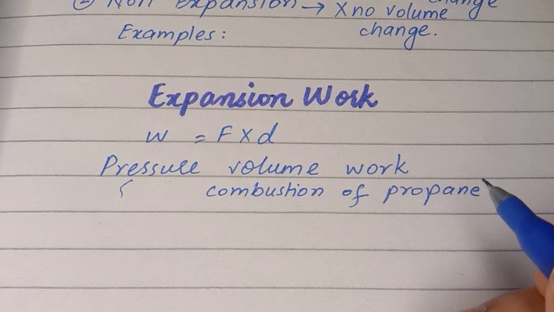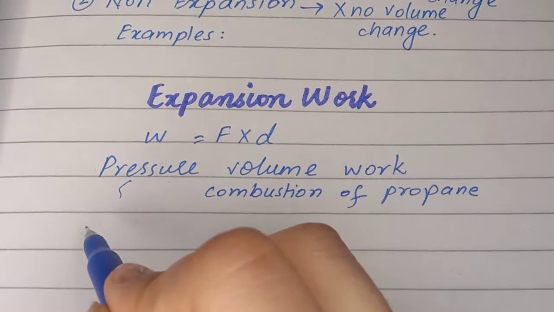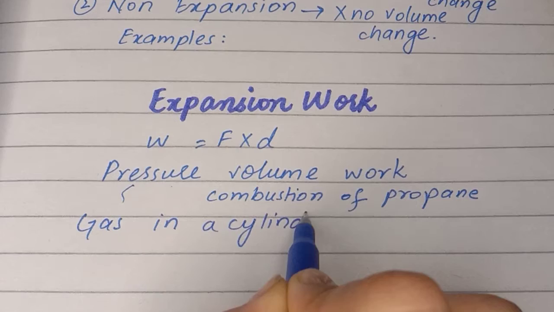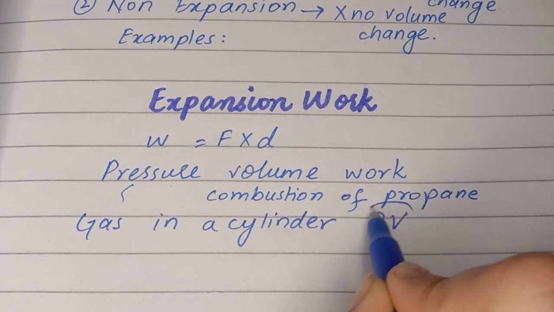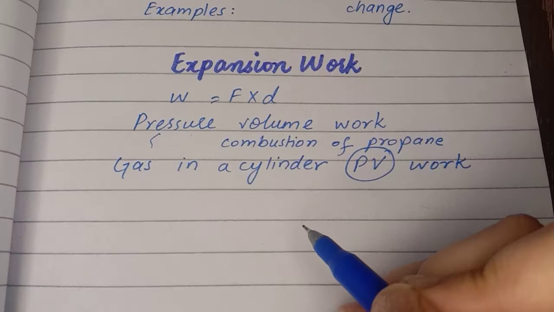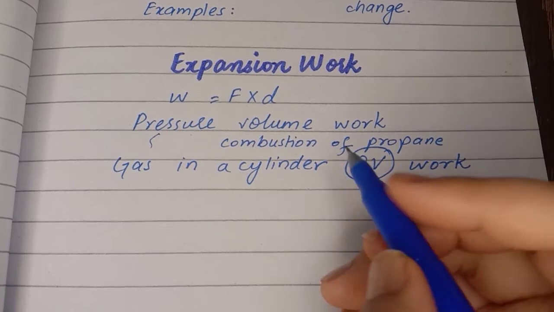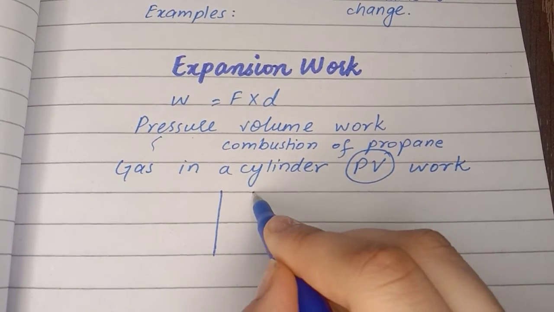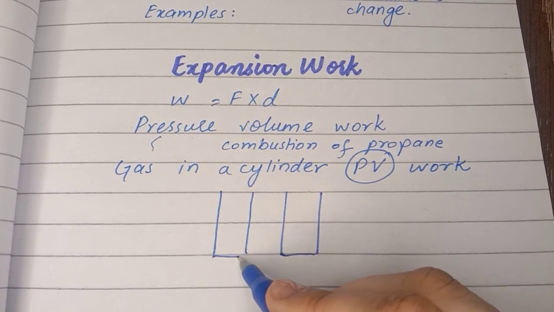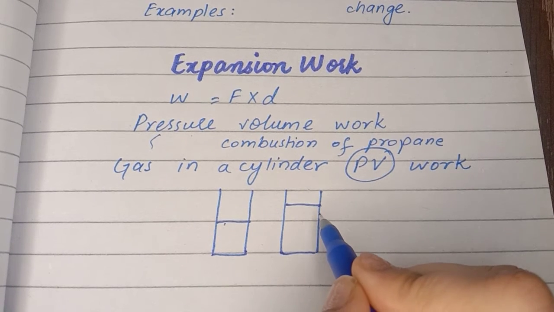In a reaction of propane with oxygen, we see that 6 moles of gas form 7 moles of gas as the resultant product. So that means that there is a volume change in this reaction. So there is expansion work. For expansion work, the simplest example is the work done by a system consisting of a gas in a cylinder. The external pressure acting on the outer surface of the piston provides the force opposing the expansion.